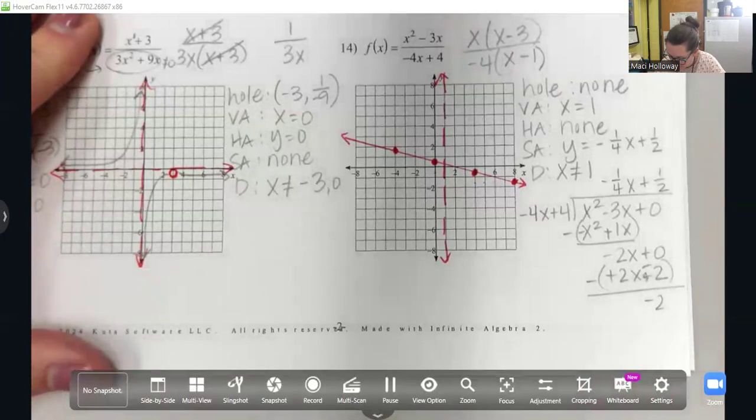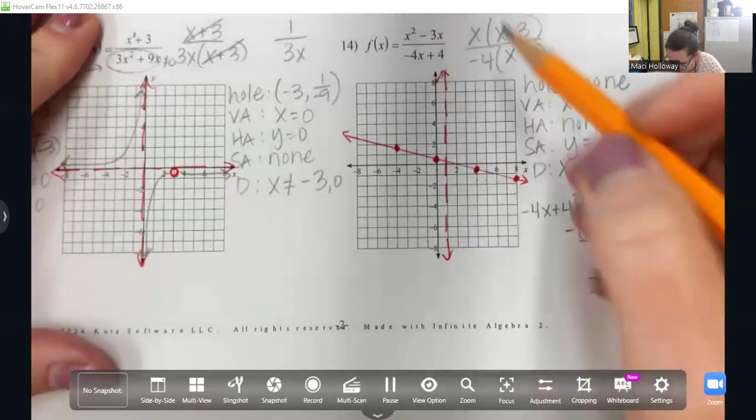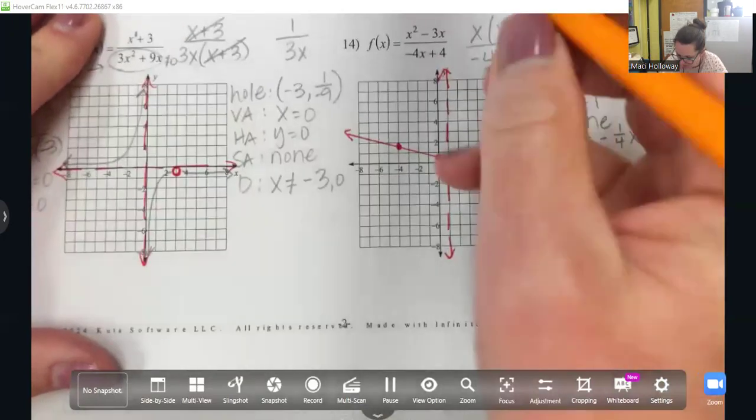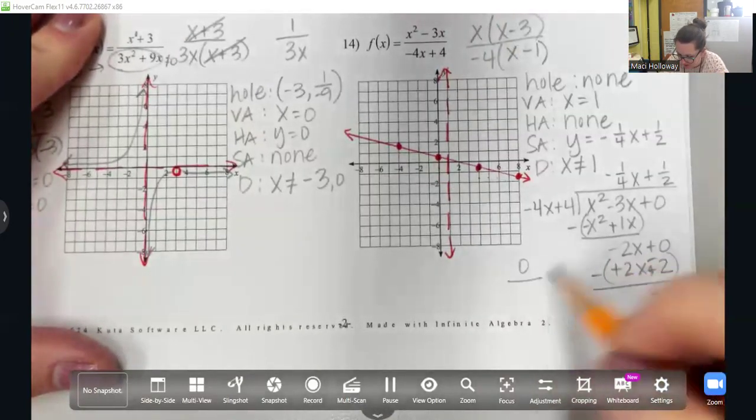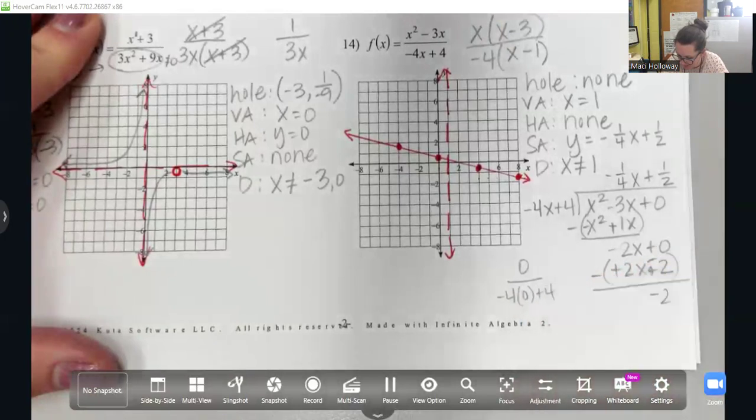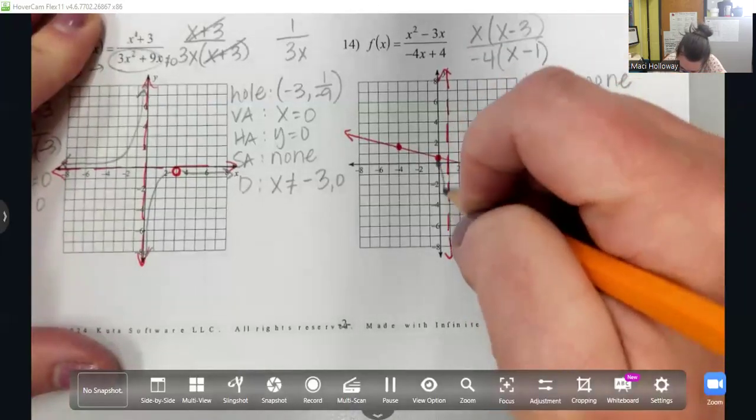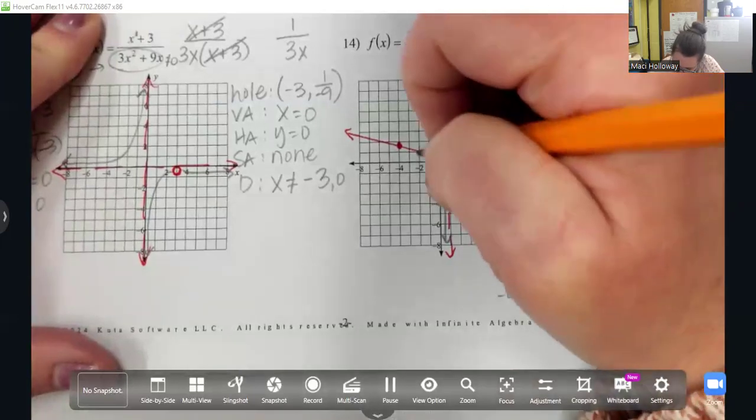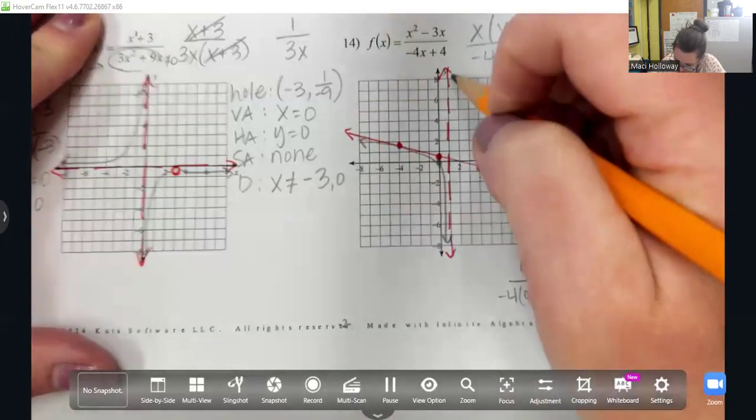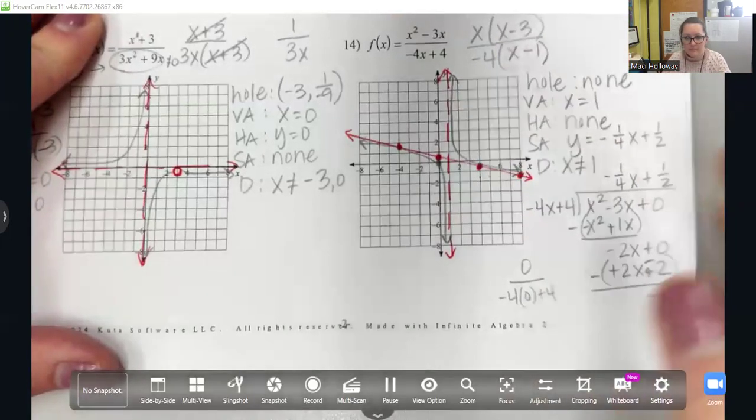I don't really know where to go with our numbers, so I'm going to figure out what numbers I can plug in here. How about 0? Let's see what happens when we plug in 0. You get 0 on the top and negative 4 times 0 plus 4. So 0, 0. Okay, so that helps me know where my graph is, like what side of the asymptote my graph is. So it looks like this. Kind of cool. All right, let's flip it to the other side.